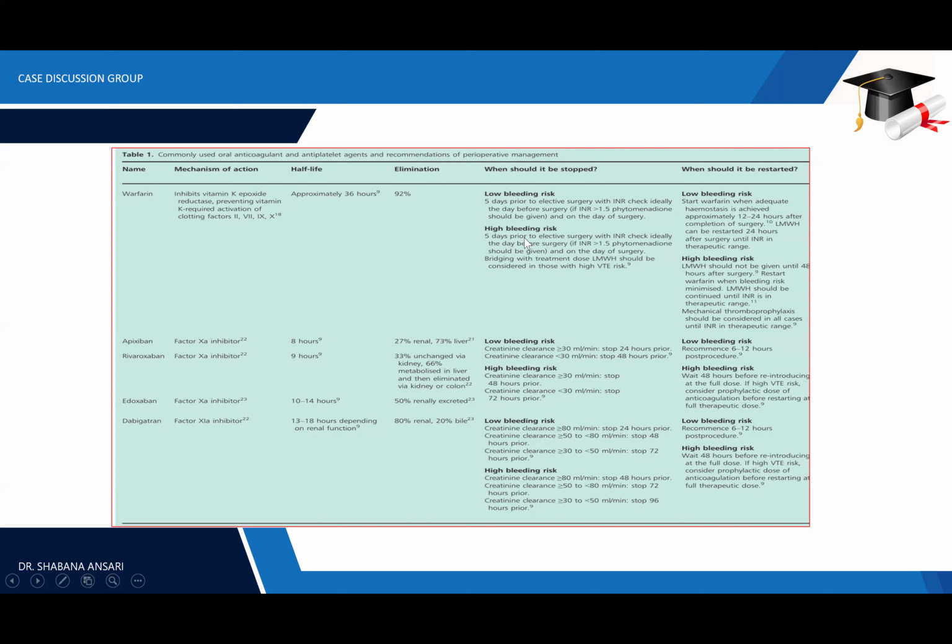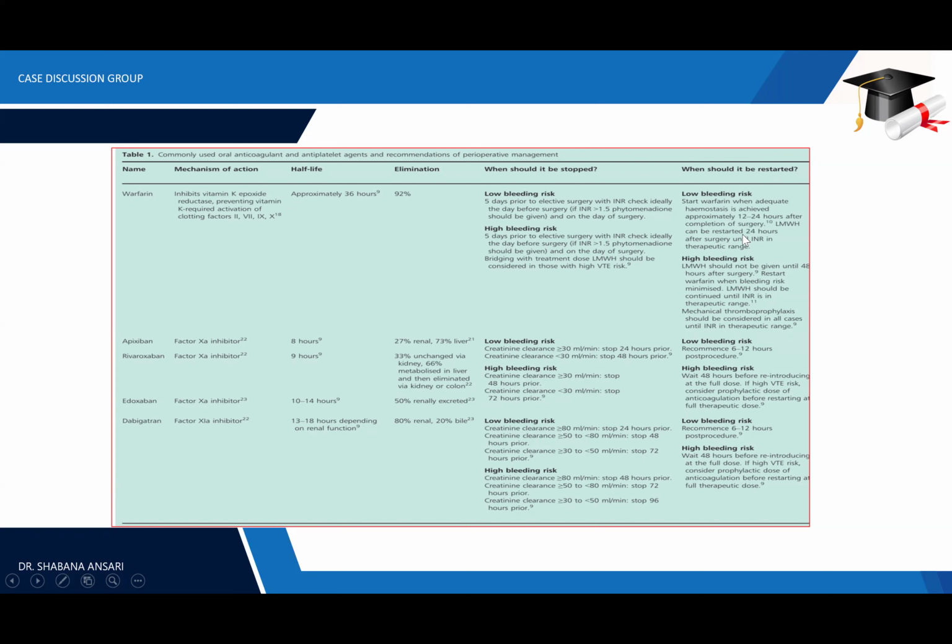This is both for low and high bleeding risk. Now, in the high bleeding risk, what is mentioned is that we have to do the bridging with treatment dose of low molecular weight heparin. Okay, it should be considered in those with high VTE risk. Then, when are we going to restart warfarin? So, if low bleeding risk, we can start the warfarin when adequate hemostasis is achieved. The bleeding risk is less, approximately 12 to 24 hours after the surgery.